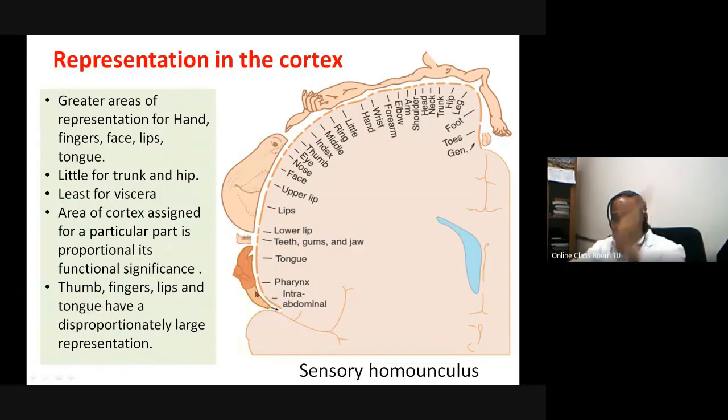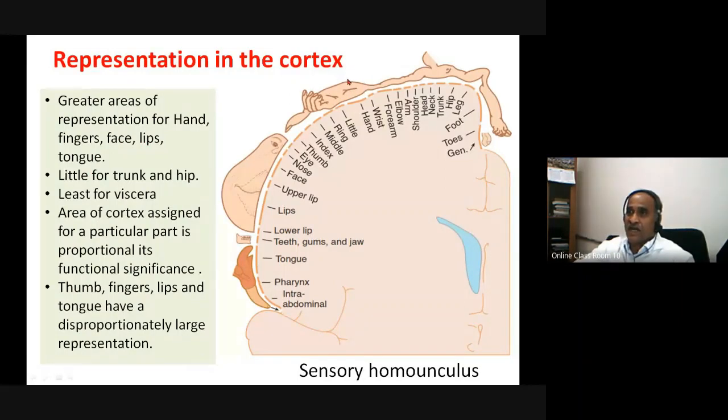The entire intra-abdominal visceral organs are represented laterally. Very little is there because so many viscera are there. So this is what is called a homunculus, sensory homunculus. So now, to summarize this, what is this sensory homunculus about? There is a greater area of representation for hand. You can just see that. The hand is large. Fingers, face, lips, and tongue.